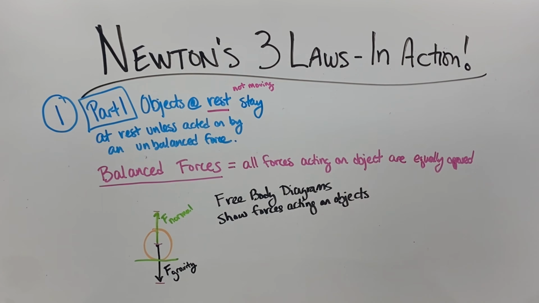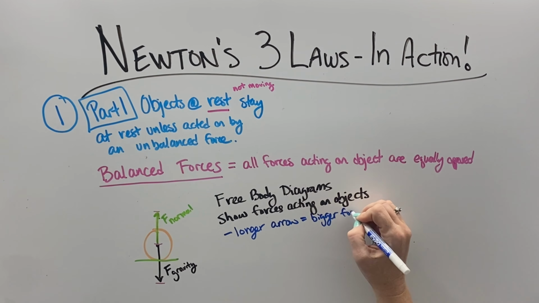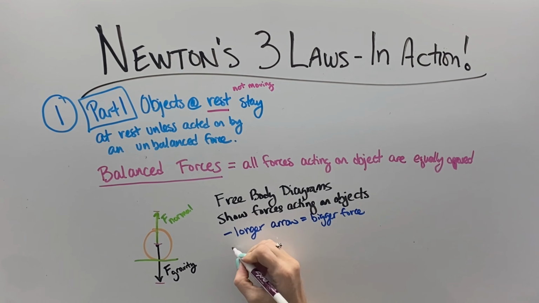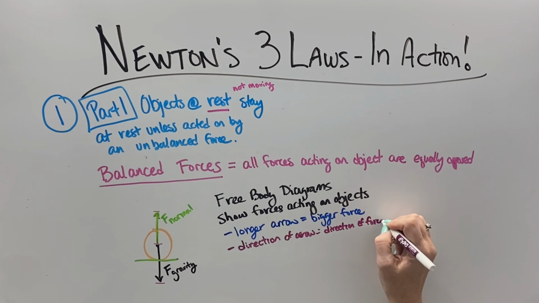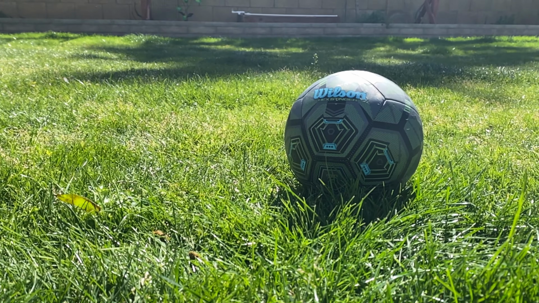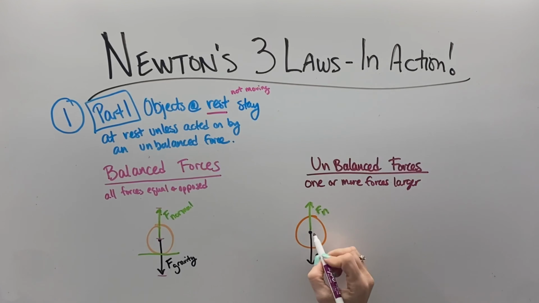Free body diagrams help us to understand what's happening to objects because they show the forces that are acting on those objects. The longer the arrow means that the bigger the force, sometimes they're also fatter as well. And the direction of the arrow tells us, guess what? The direction of the force. So here we can see a ball, it's just hanging out. Gravity's pulling down, ground's pushing up, not going anywhere.